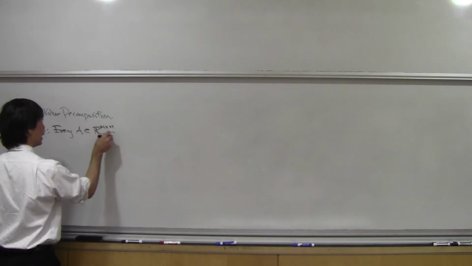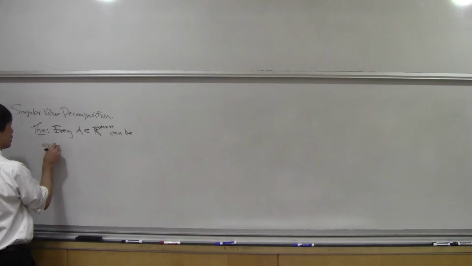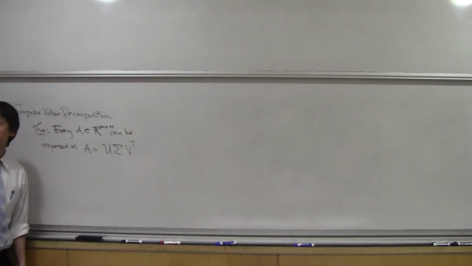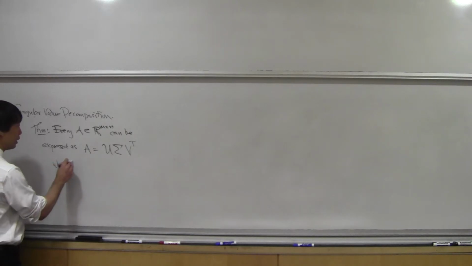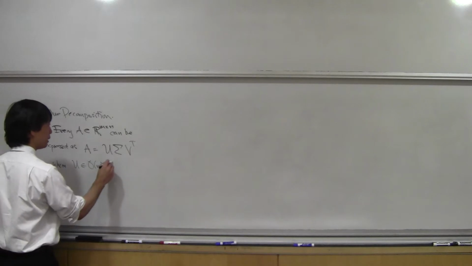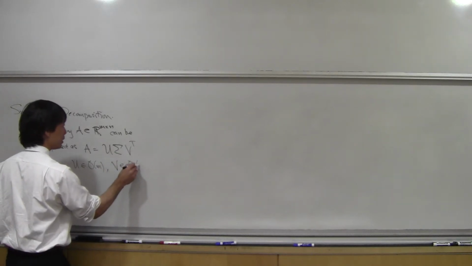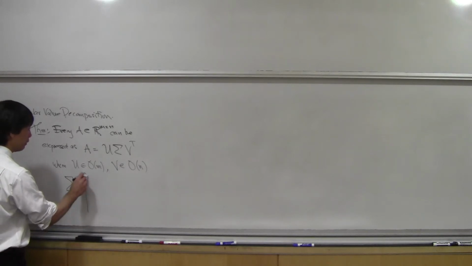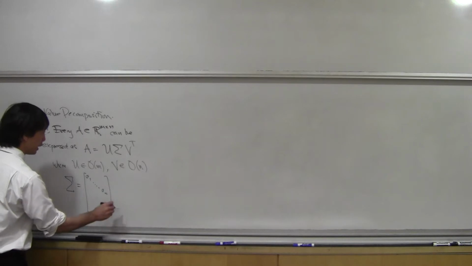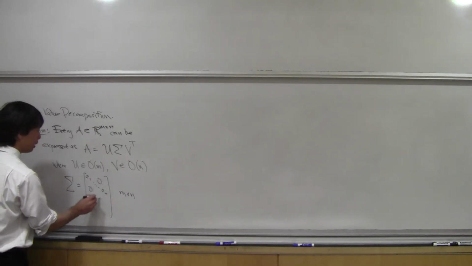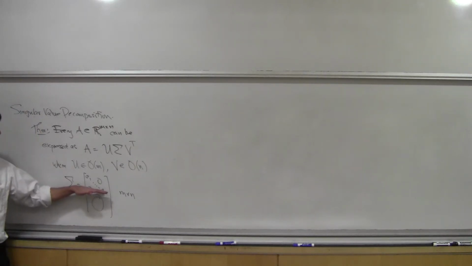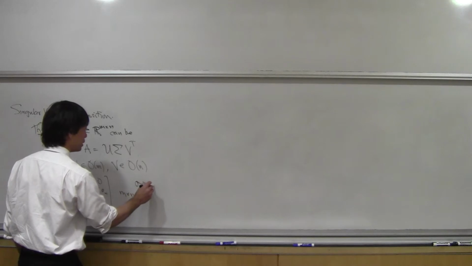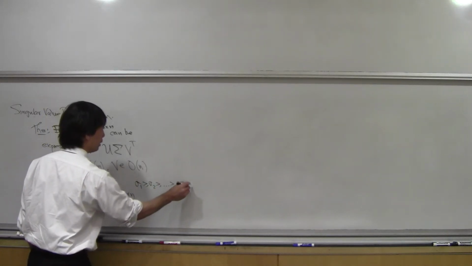every matrix A can be expressed as U sigma V transpose, where U is an orthogonal m by m matrix, V is an orthogonal n by n matrix, and sigma is an m by n matrix where you've got a diagonal matrix on top and 0 below, and the diagonal entries are decreasing, and they're all non-negative.